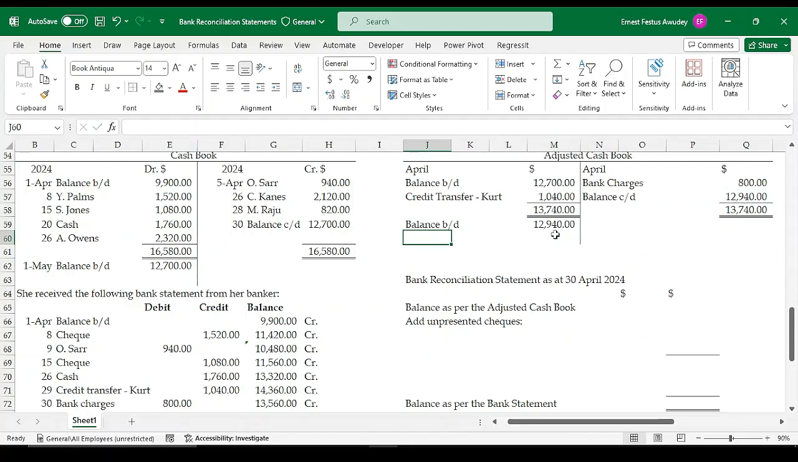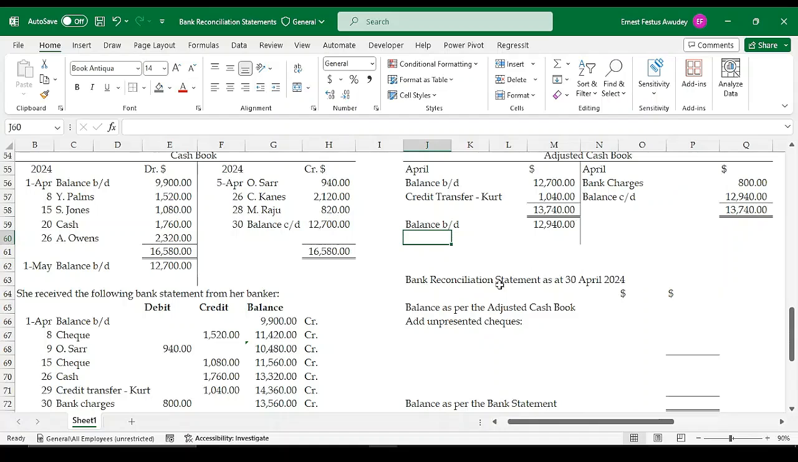So this 12,940 here is the corrected cash book balance, or the updated cash book balance. Having updated the cash book, we now have a corrected cash book balance against the balance of the bank statement here, and that's what we are going to reconcile.